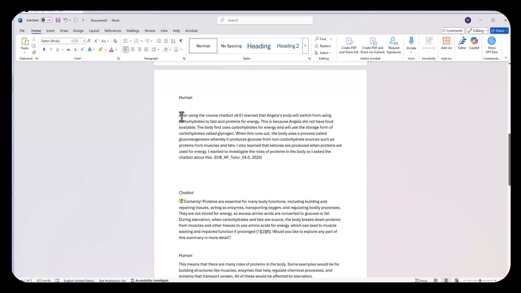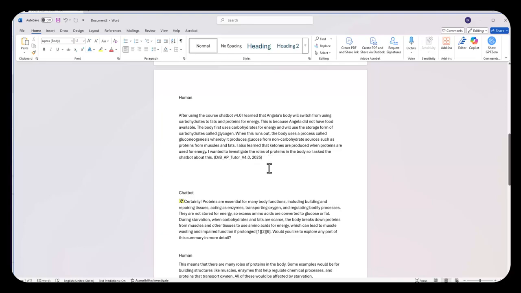If you read it, it says, after using the course chatbot, and I said which version it was, I learned that Angela's body will switch from using carbohydrates to fats and proteins for energy. This is because Angela did not have food available. The body first uses carbohydrates for energy, and then I go on and on about it. And then I have an in-text citation here.